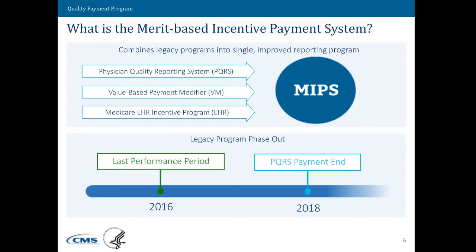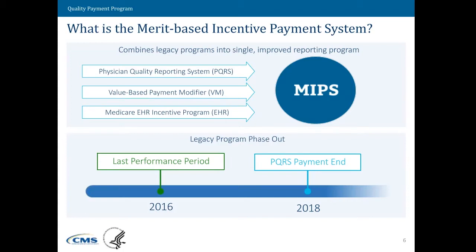So I'll start talking us through what is the MIPS program. MIPS stands for the Merit-Based Incentive Payment System. And what MIPS does is it consolidates three of the programs that you all may be familiar with. Those include the Physician Quality Reporting System, or PQRS program, the Physician Value Modifier, or VM program, and the Medicare EHR Incentive Program for eligible professionals. Those programs are ending. 2016 is their last year for the majority of those programs, with the last time frame that payments will be adjusted for those programs being calendar year 2018.